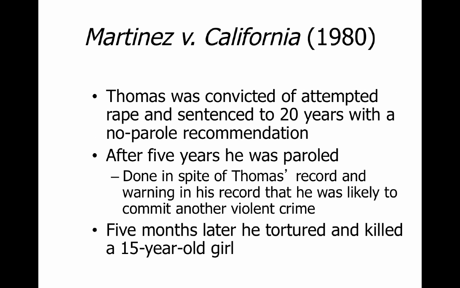Martinez versus California, 1980. Thomas was convicted of attempted rape and sentenced to 20 years with a no parole recommendation. After 5 years, he was paroled. This was done in spite of Thomas's record and a warning in his record that he was likely to commit another violent crime. 5 months later, he tortured and killed a 15-year-old girl.